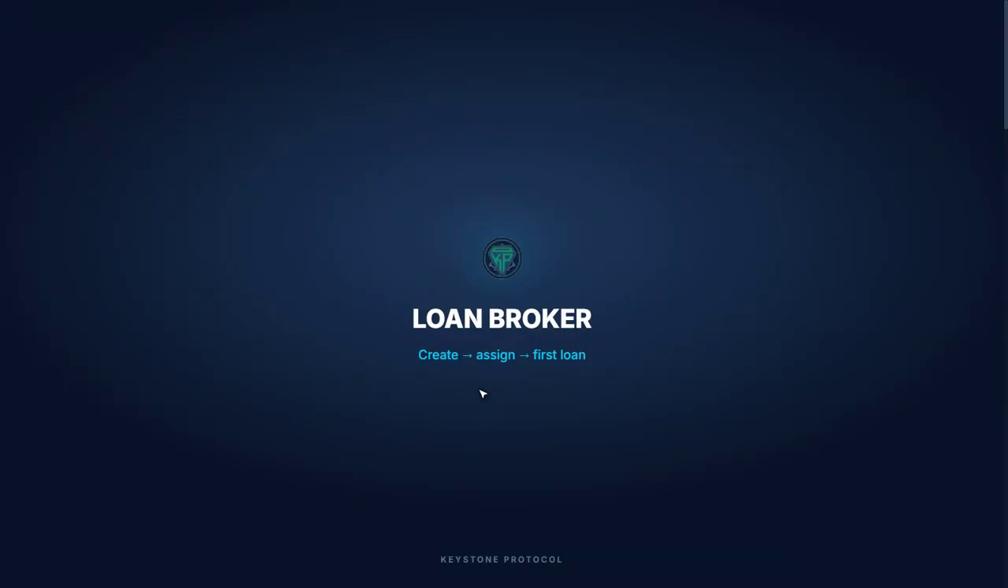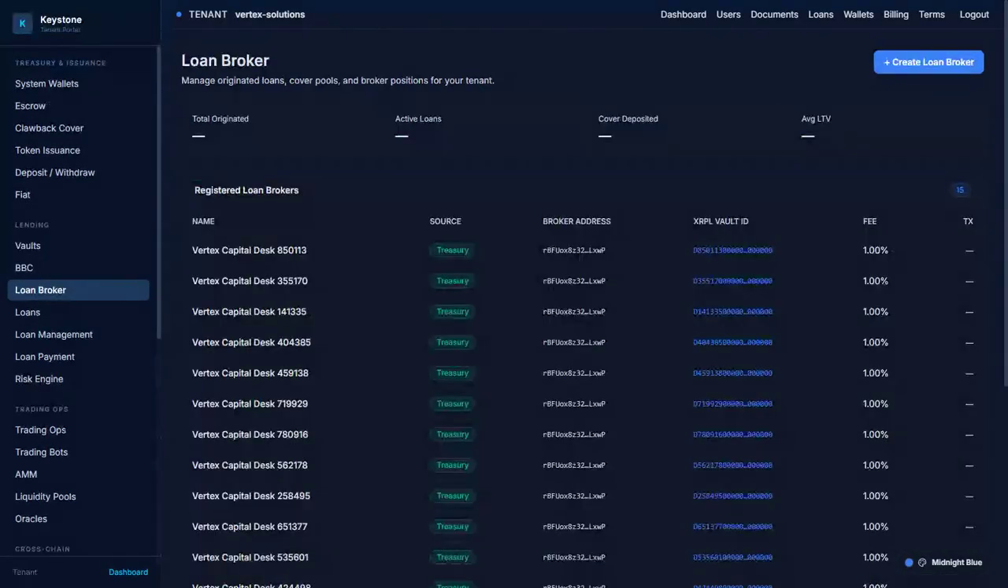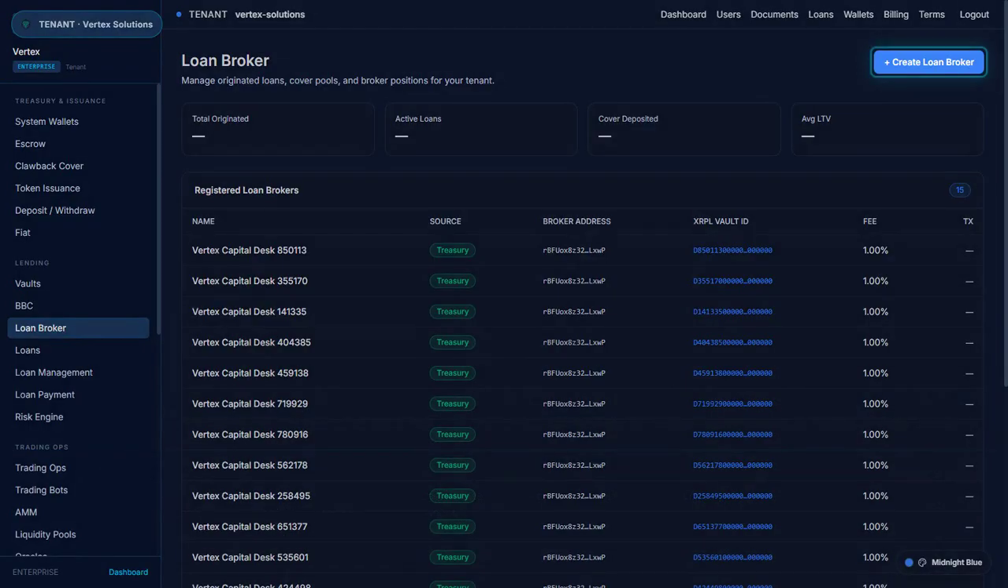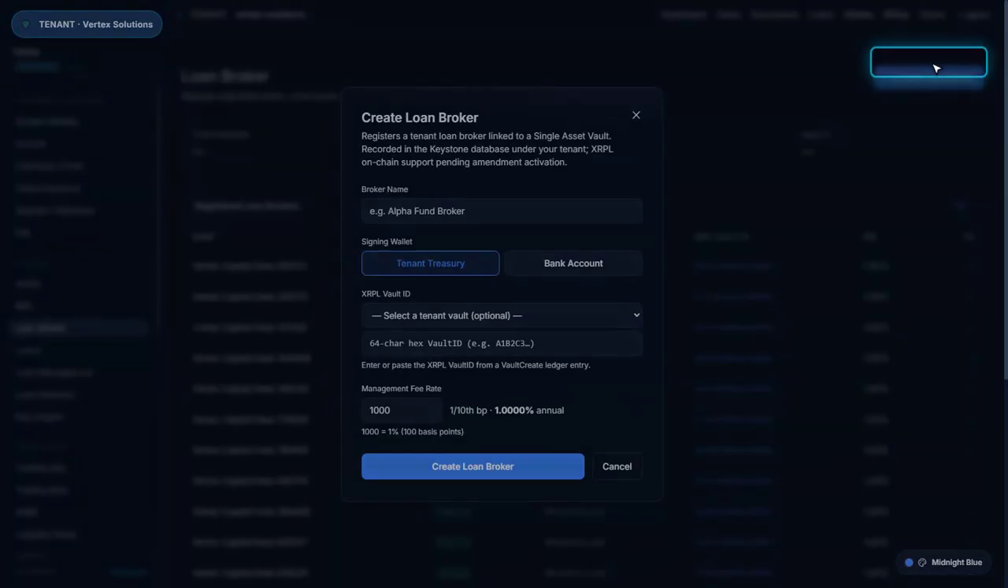Loan broker. Create to assign to first loan. The origination desk. A loan broker is the desk that originates against vault capital. We register one signed by the tenant treasury. Its XRPL signing key resolves from encrypted custody at use time, never stored on the record.